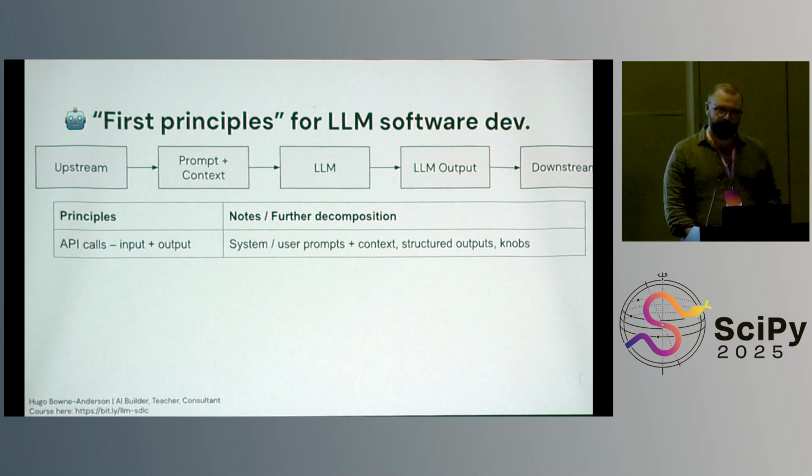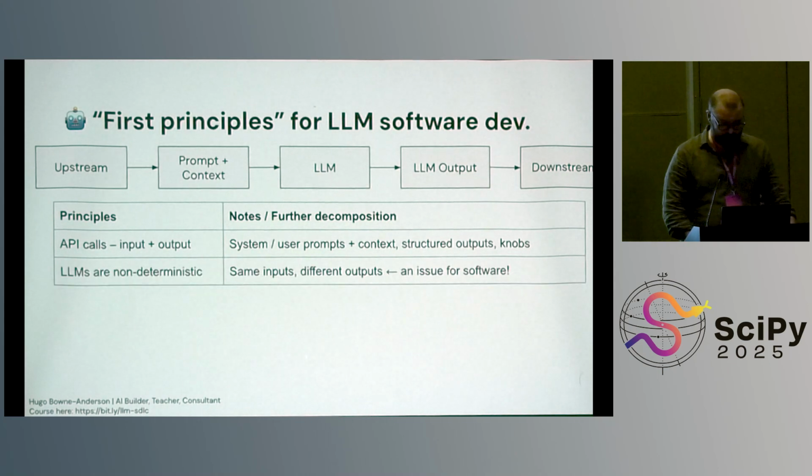And so the first principles for this kind of an approach are, firstly, we need to recognize that we have inputs and outputs, mostly from API calls, and we have system prompts, we have user prompts, we have context, we can get structured output, we have knobs such as temperature and top P that we can tune with these LLMs, right? So this is one of the fundamental principles of building this software now.